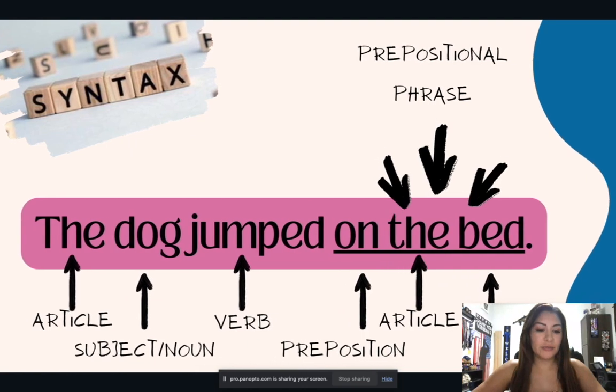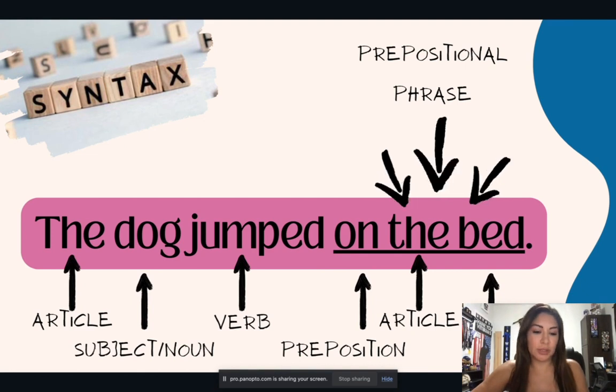Syntax. Syntax refers to the position or role of words in a sentence. For example, in the sentence, the dog jumped on the bed. Dog is considered the subject of the sentence or the noun. Jumped is a verb. Bed is also considered a noun.